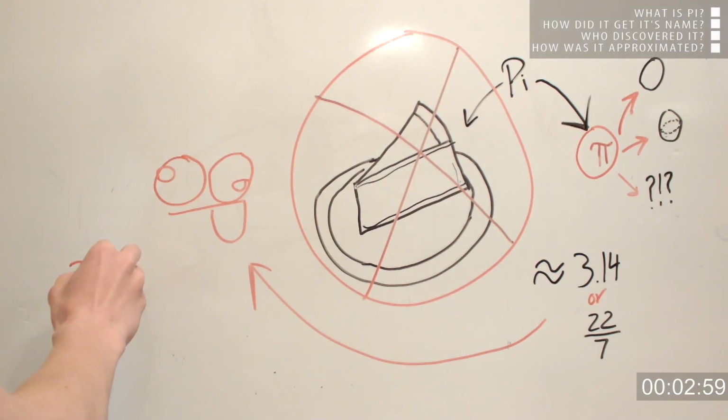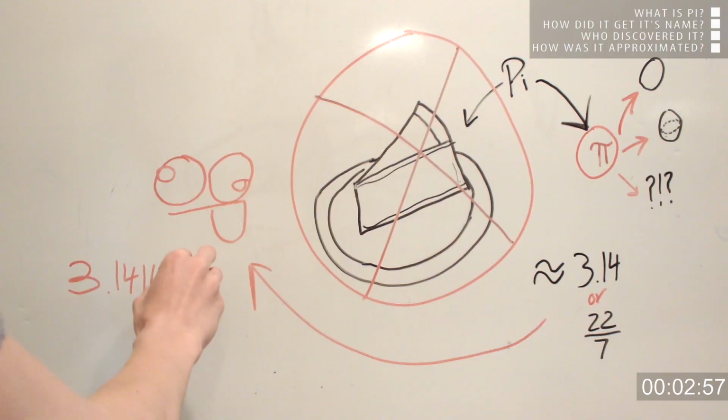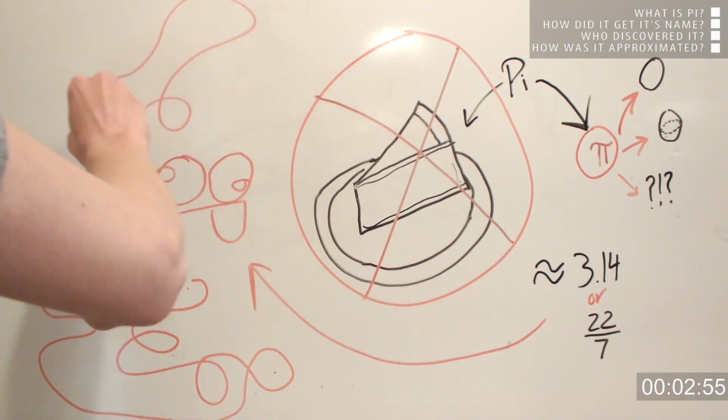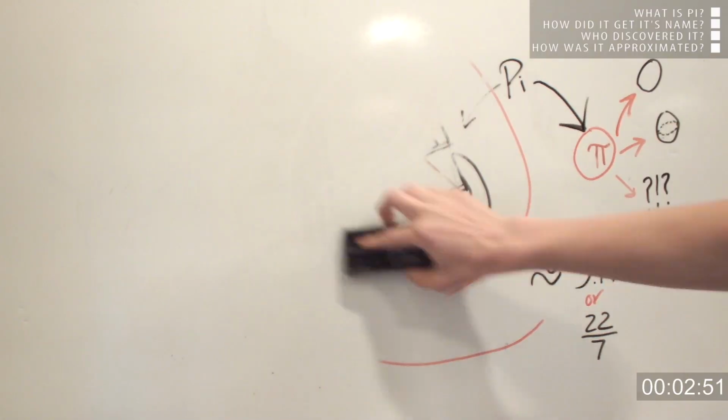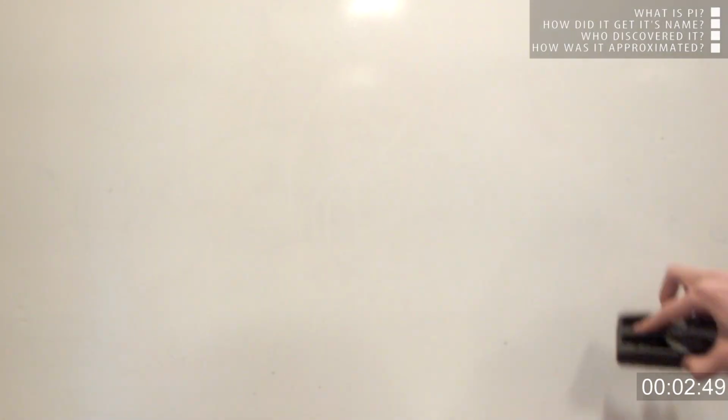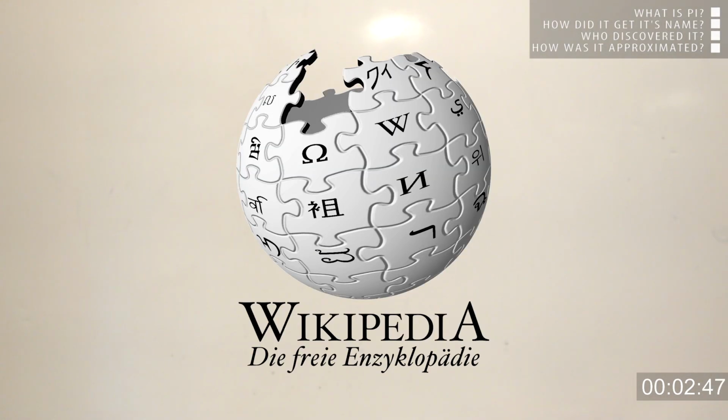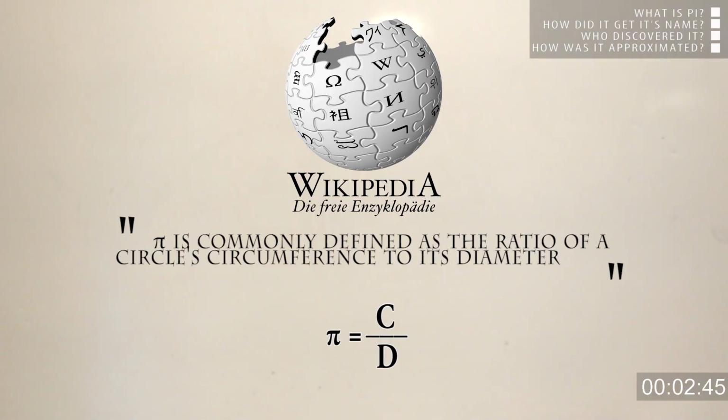An irrational number, in case you didn't know, is a number with decimal places that spiral on infinitely with no discernible pattern. For a more formal definition of pi, let us look to the most forbidden of research sources, Wikipedia. Pi is commonly defined as the ratio of a circle's circumference to its diameter.